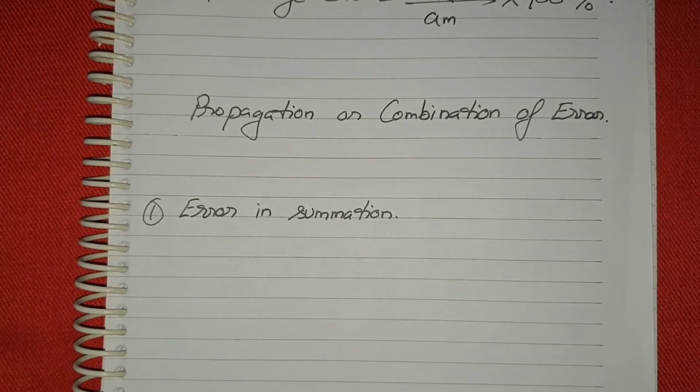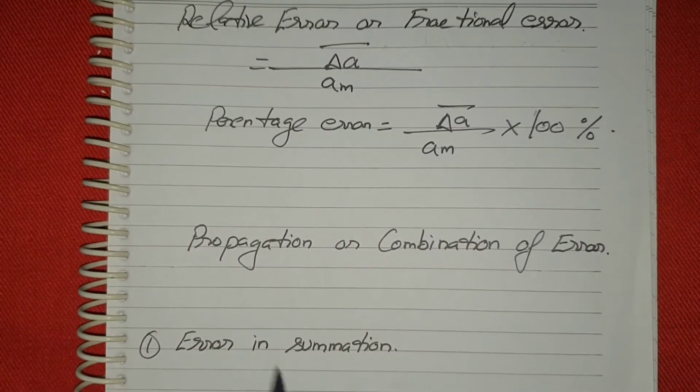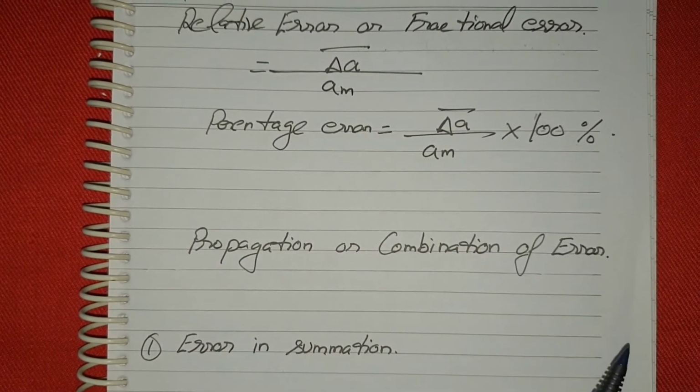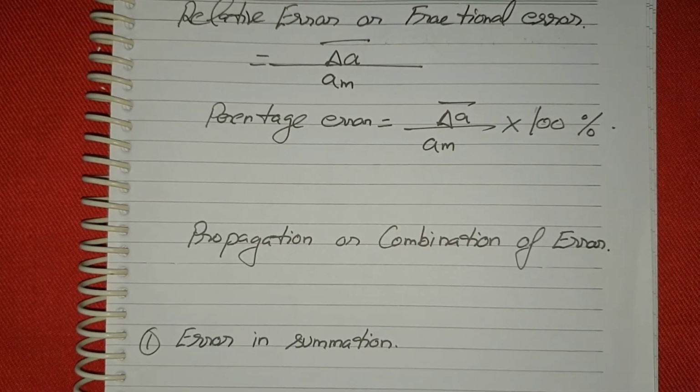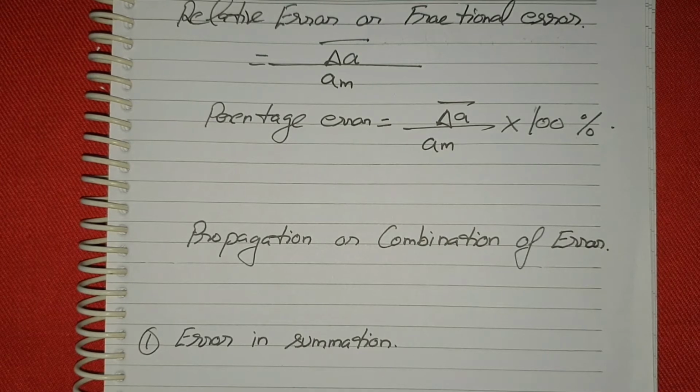So now, propagation or combination of errors. We know that the result of an experiment is calculated by performing mathematical operations like addition, subtraction, multiplication, division and raising to some power, etc., on several measurements which will have different degrees of accuracy. To calculate the net error in the result, we should study how errors propagate in different mathematical operations.